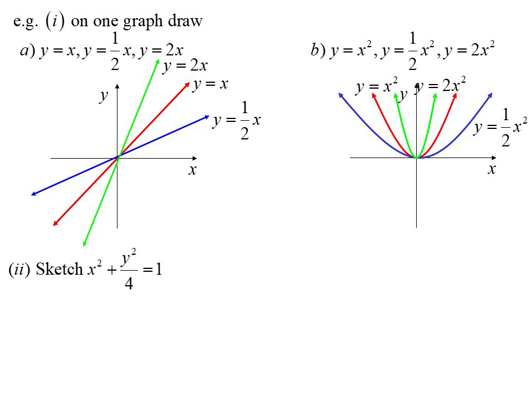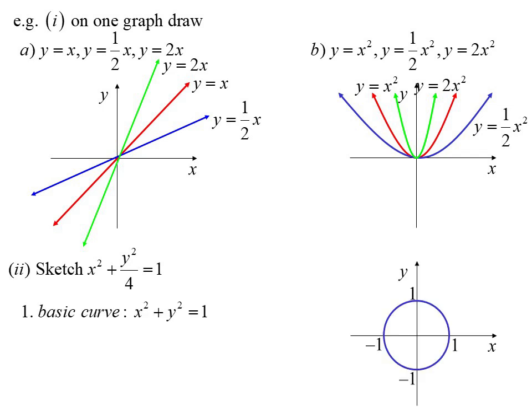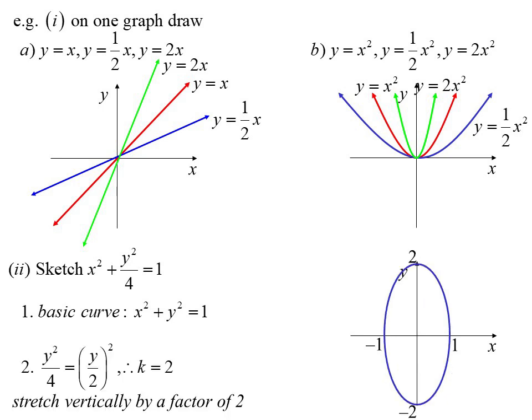x squared plus y squared on 4 is equal to 1. So we haven't done anything with the x this time, but the y squared on 4. So it is our basic circle we're starting with, x squared plus y squared equals 1. But it's the y values we have changed. So what we've really done is stretched it vertically by a factor of 2, because y squared on 4 would be the same as y on 2 all squared. So we replace the y with y on 2.